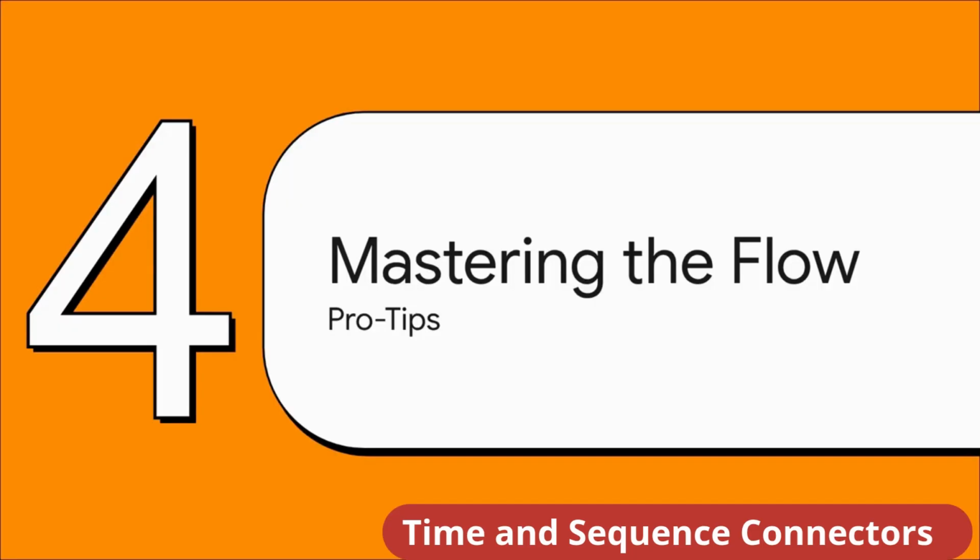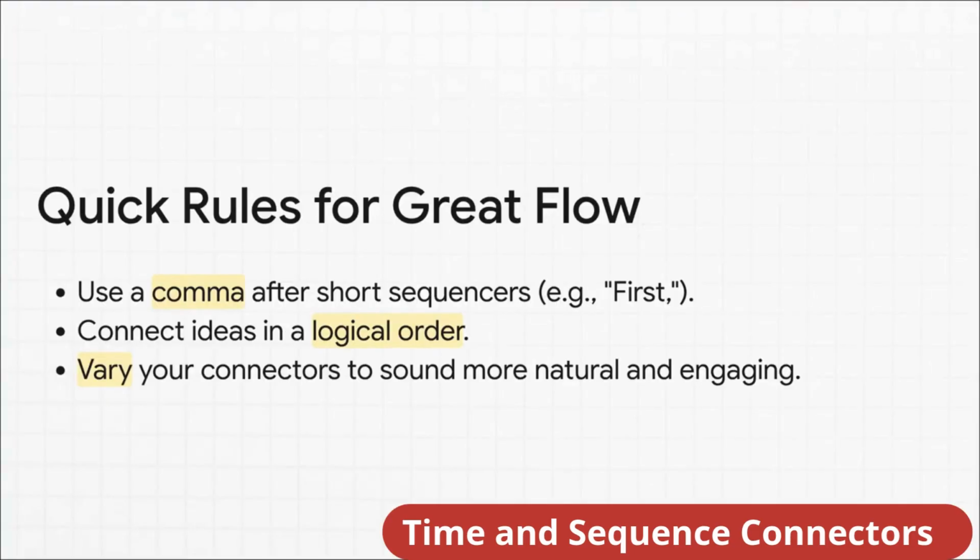So knowing the words is one thing. That's step one. But using them really well, that's what separates a good storyteller from a truly great one. So let's jump into a few pro tips to make your stories flow so you sound natural, not like a robot reading a list. Here are just a couple of quick tips for you. First, a super simple grammar thing. When you start a sentence with a short sequencer, like first or next, just pop a comma after it. It creates a little pause and just helps the rhythm of your sentence. And most importantly, always use these words to connect your ideas in an order that actually makes sense.